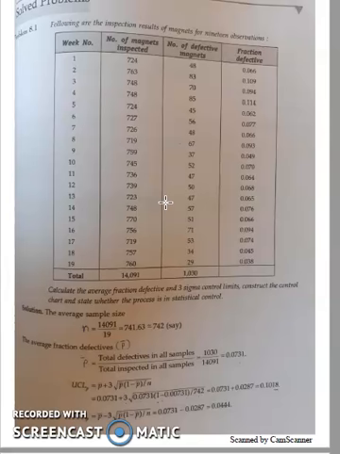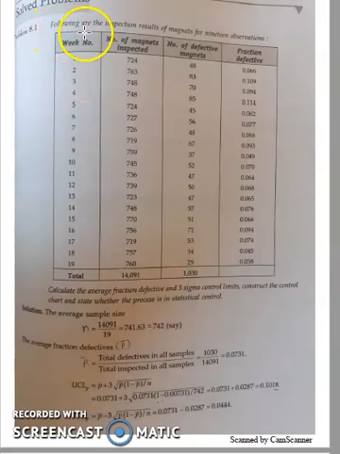First of all, you need a calculator, pen and your page. Be ready with this, and before starting the problem, on one page write the formulas for calculating P bar, upper control limit and lower control limit. Okay, and then you start to read this problem.